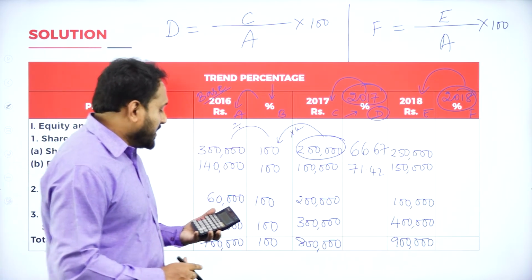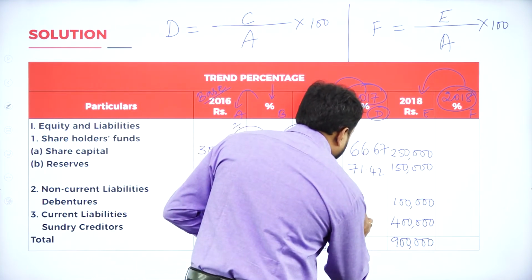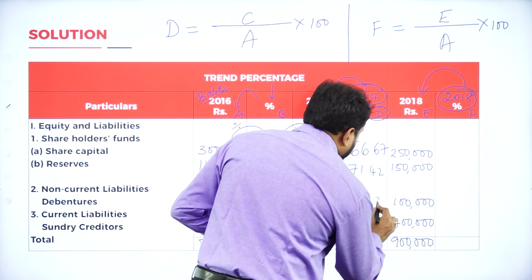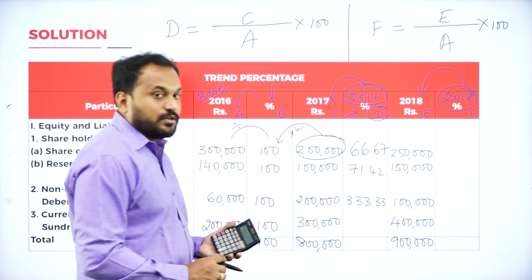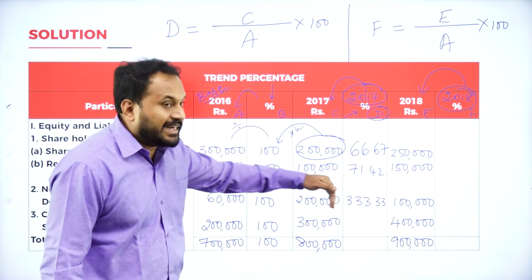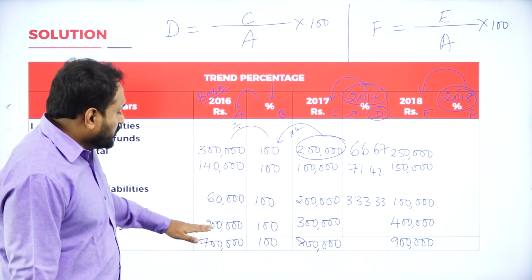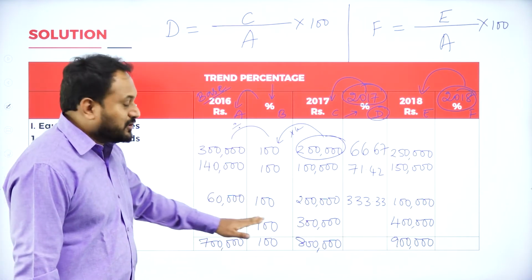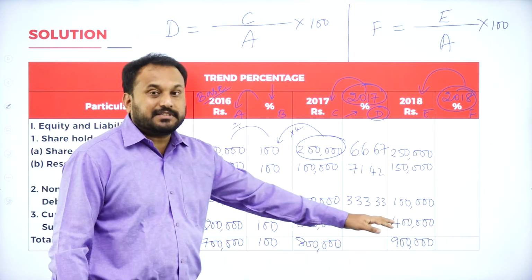333.33. That means 333.33 percentage. What is it? 333.33 percentage. That much the trend is. Next here, 2 lakh and 3 lakh. Now for 2 lakh it is 100%. For 3 lakh, how much percent?